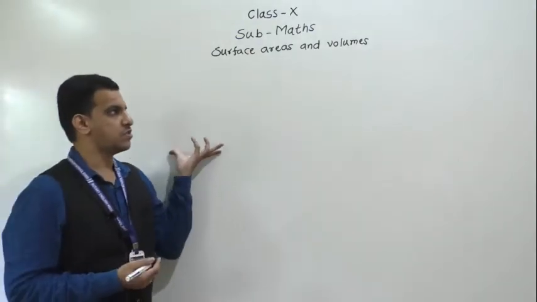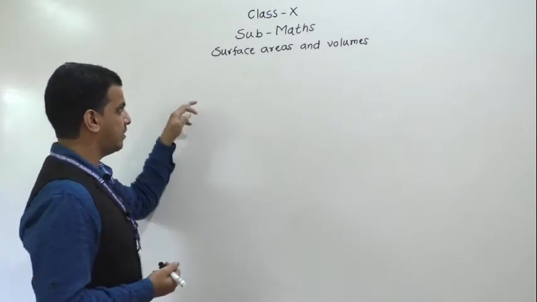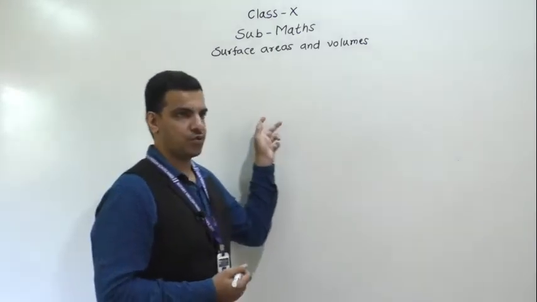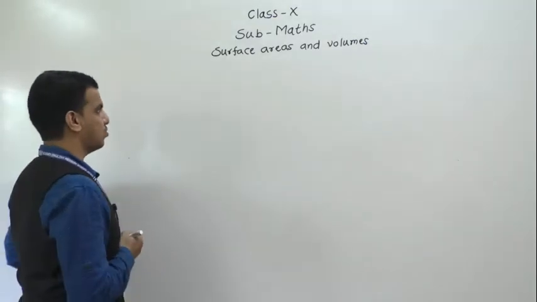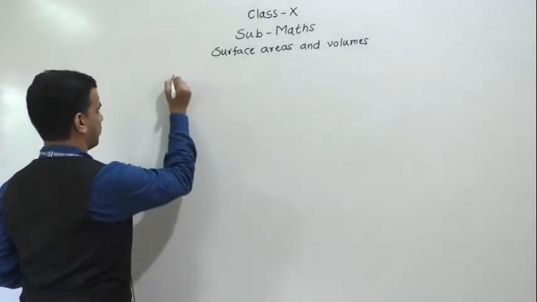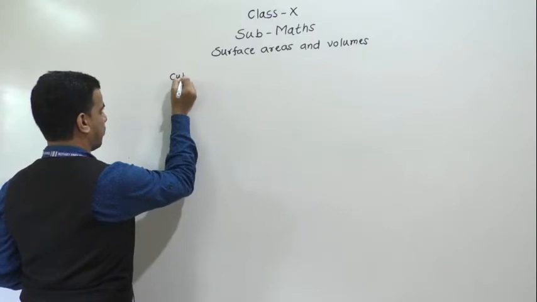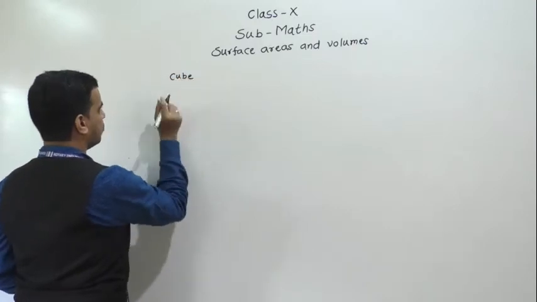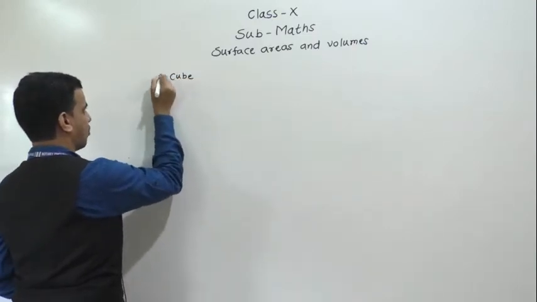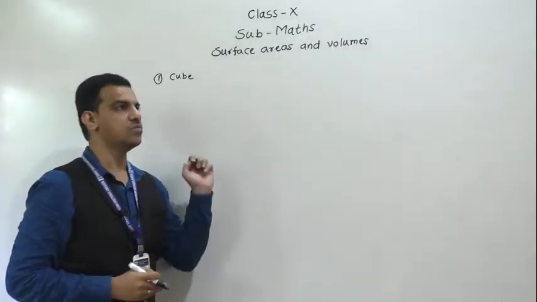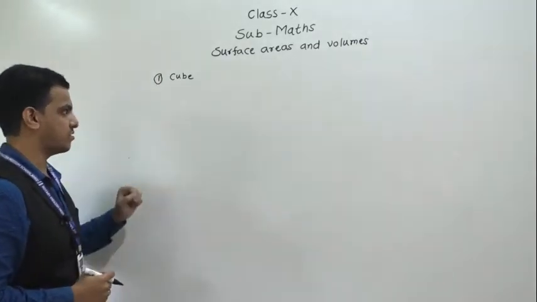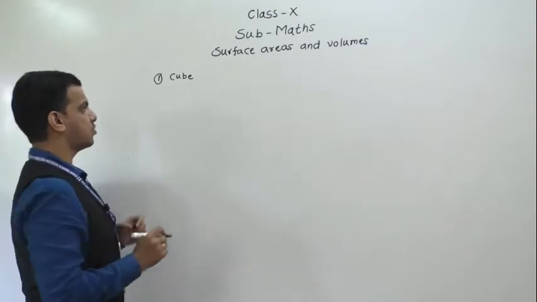So first we will write basic formulas for these solid shapes, okay? We already know these formulas, but only for revision or review we will take the formulas of surface areas and volumes of these solid shapes, okay? So first one is cube.